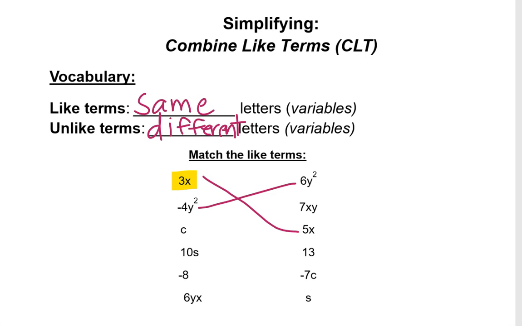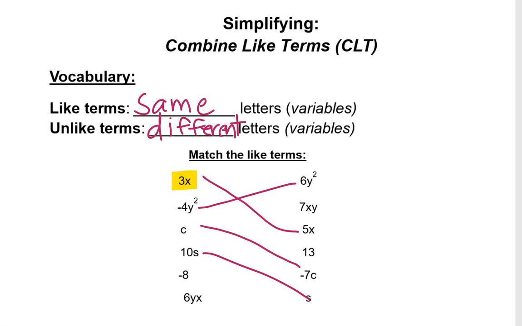Now be careful with this next one. Remember, like terms means same variable, same letters. So if I have a c, I'm looking for a term that also has c. So c matches with negative 7c. It does not match with s. They are different letters, different variables. The next term, 10s, that one matches with s because they have the same variable.